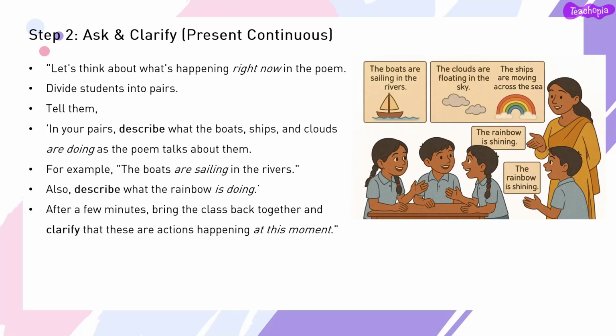Let's think about what's happening right now in the poem. Divide students into pairs. Tell them, in your pairs, describe what the boats, ships, and clouds are doing as the poem talks about them. For example, the boats are sailing in the rivers. Also, describe what the rainbow is doing. After a few minutes, bring the class back together and clarify that these are actions happening at this moment.